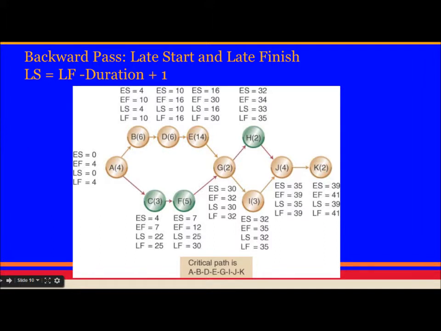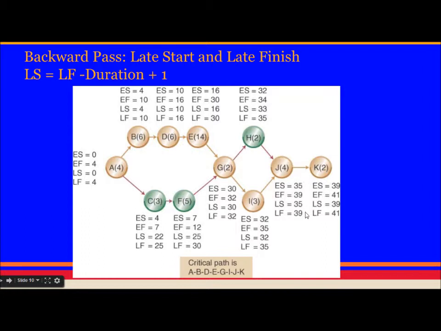Let's do the backward pass. Backward pass is late start and late finish. And the formula to remember is LS equal to LF minus duration plus 1. So if there is less time, you can just use the formula and just keep calculating, because logically also you can do it by adding manually, but if you have less time, you can just follow it. This is similar to what we have done before, but it starts from back. So we have early start and early finish times. So for the last activity, we can use the same as before. So late start is 39, late finish is 41.